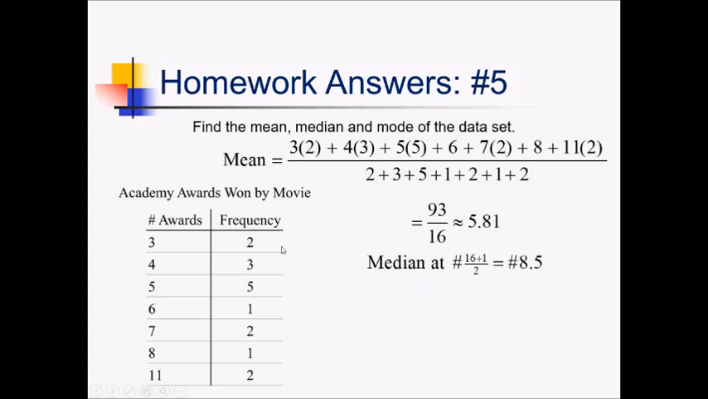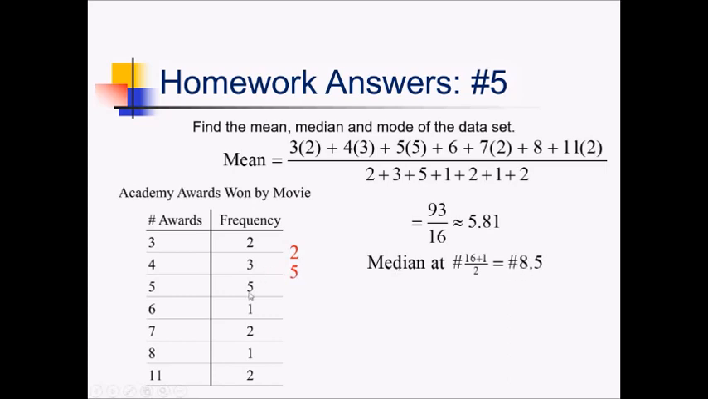So I'm going to go through my frequencies now and just figure out how many movies I've totaled as I go. So after these first two movies, I've got 2 movies. That makes sense. After these next 3 movies that each got 4 awards, well, now I've got 5 movies kind of stacked next to each other. But number 8.5 still not found yet.